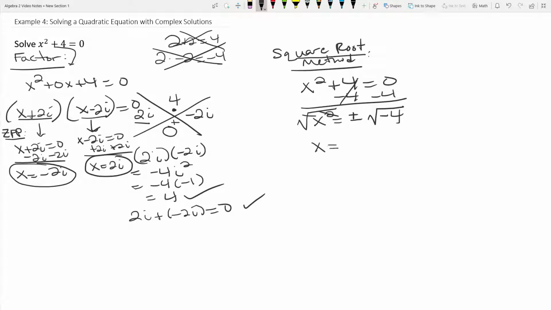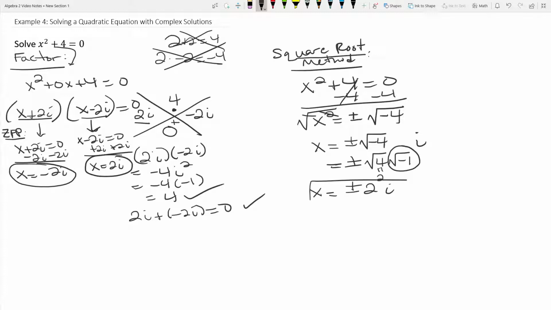So we get x equals plus or minus square root of negative 4. Well, what's the square root of negative 4? We can break it up into plus or minus square root of 4 and then square root of negative 1, right? But we know that the square root of negative 1 is i, and we know that the square root of 4 is 2, so this becomes plus or minus 2i. And that's our guy.